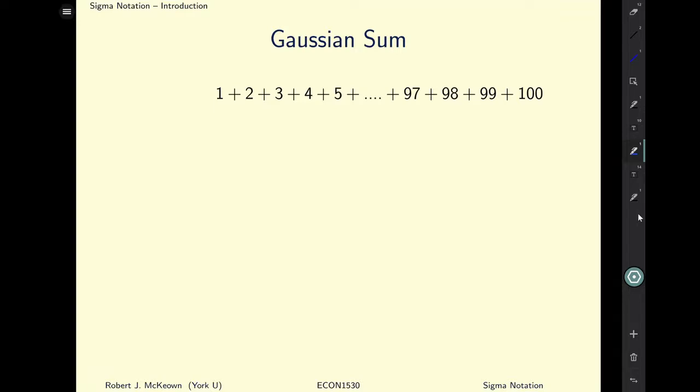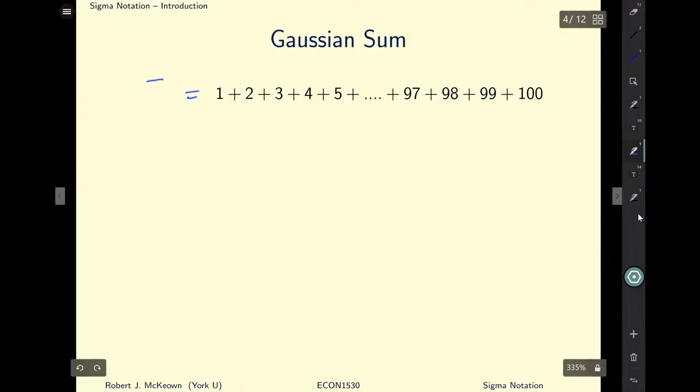Here we have a series, an arithmetic series. So we're adding 1, 2, 3, and so on, all the way up to 100. First of all, let's remember what we've learned so far. We learned about sigma notation. So why don't we write this in sigma notation?